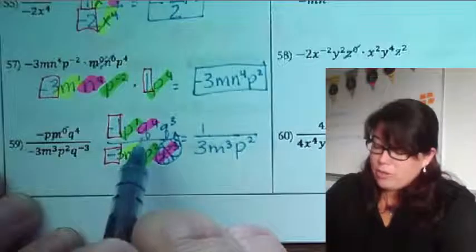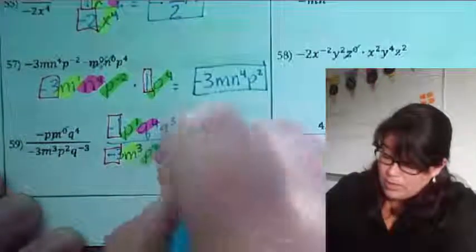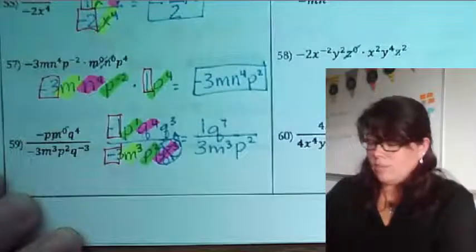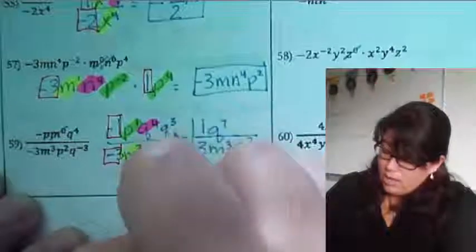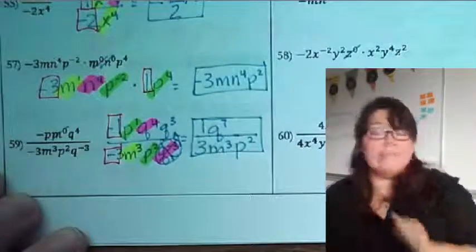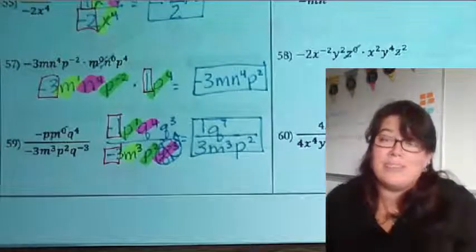So now if I have q to the 4 times q to the 3, I just have to add up my exponents to get q to the 7. And there we go. Everything is handled, and that one's done. All right. So the last 4 problems are for you. I know you can get it.